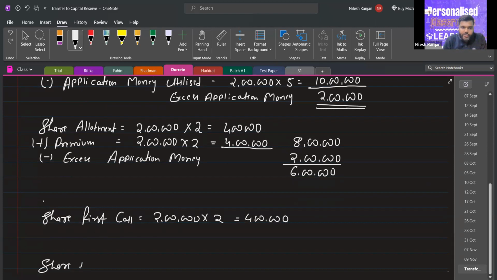And in share final call, it is 2 lakh into 1, 2 lakh. Is there any problem up to this point? No, sir. Yes, sir. Yeah, it's okay. Till now, it's okay. Yes? I said till now, it's okay.